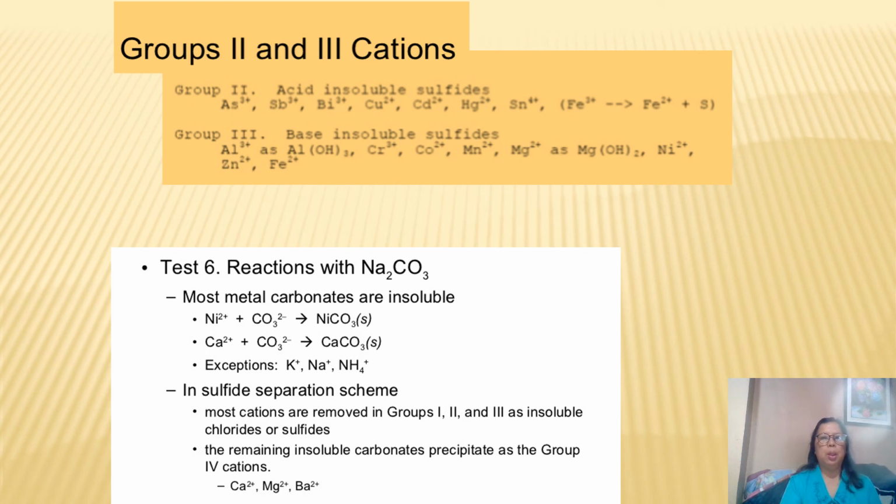Now here is group 2. There are some that are similar with one another. There are also even some elements that differ in test, like for example aluminum. The first ones tested here for illustration are your nickel, calcium, and according to this, most metal carbonates are insoluble. Of course, except for potassium, sodium, and ammonia.